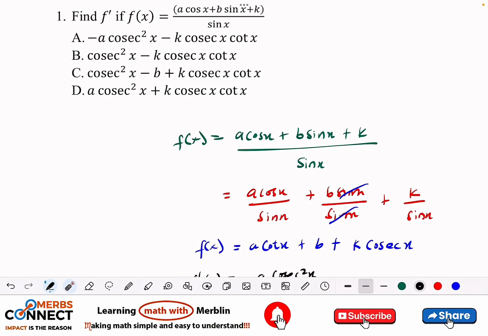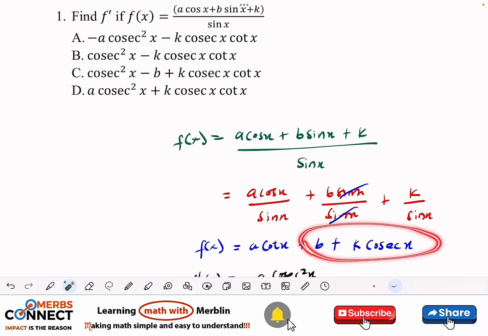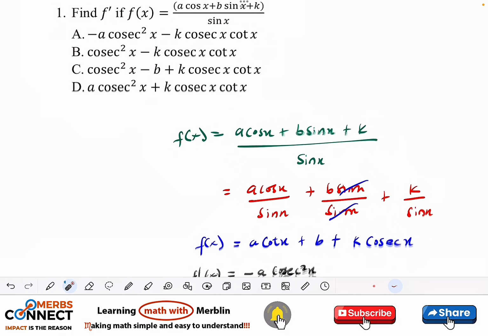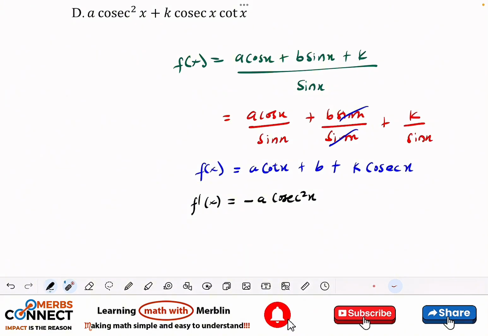So from the options, I can see that the only one with cosecant squared is this. So if this is the option, I don't need to even continue doing the differentiation. I just pick A as my result, unless maybe the final result is not there. So that's basically one way of doing that.